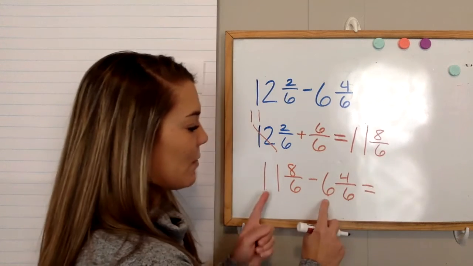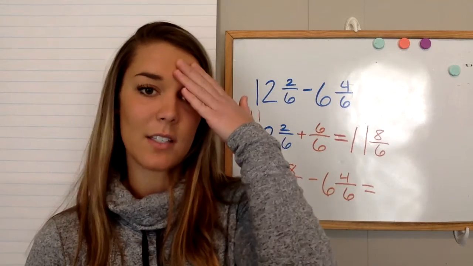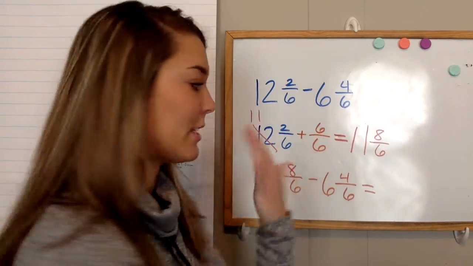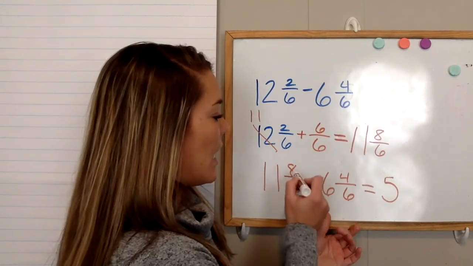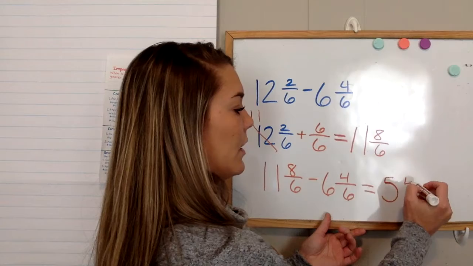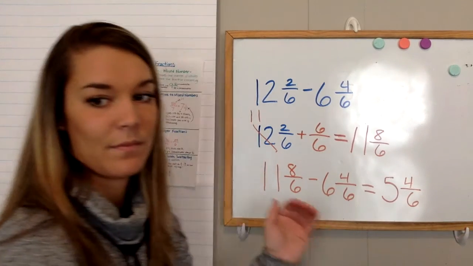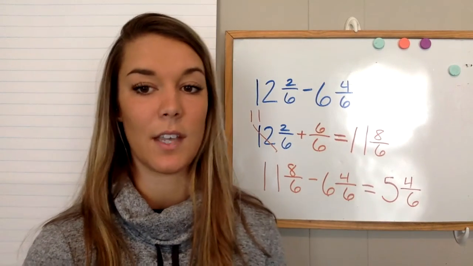When I do this, I'm going to subtract the whole numbers first. 11 minus 6. So if I start at 6, 7, 8, 9, 10, 11. 11 minus 6 is 5. Then I subtract the fractions. 8 minus 4 is 4. And my denominator is 6. So that means this is equal to 5 and 4 sixths.